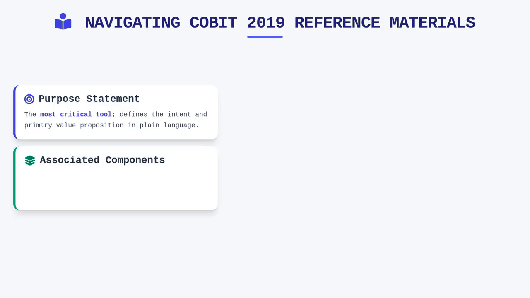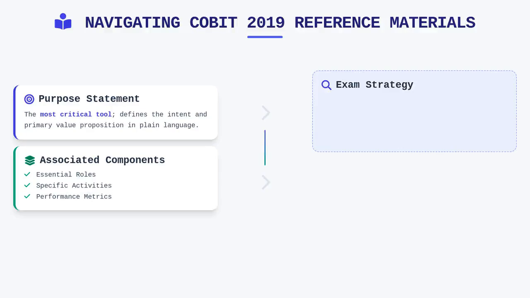Beneath this statement, you will find a breakdown of how the objective relates to the various process components, including necessary roles, activities, and metrics. Learning to read these reference sheets effectively involves identifying how the specific inputs and outputs of a process provide the necessary evidence for successful governance.